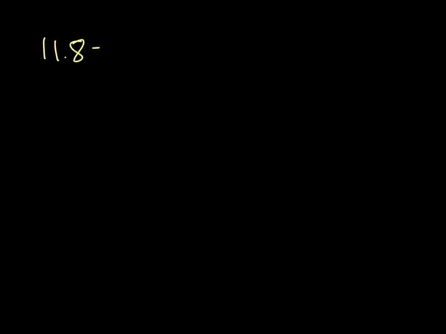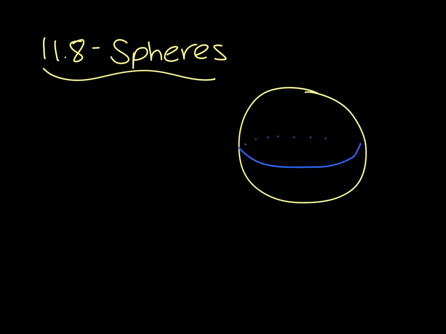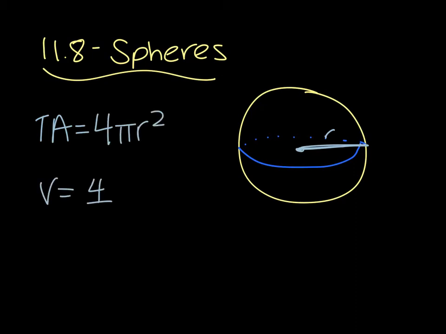11.8 was all the spheres. So we think of a sphere like a globe or a basketball with just the radius measurement, or sometimes you'll get the diameter. There's no such thing as lateral area here because it's one full area. So total area of a sphere is 4 pi r squared, and the volume is 4/3 pi r cubed.